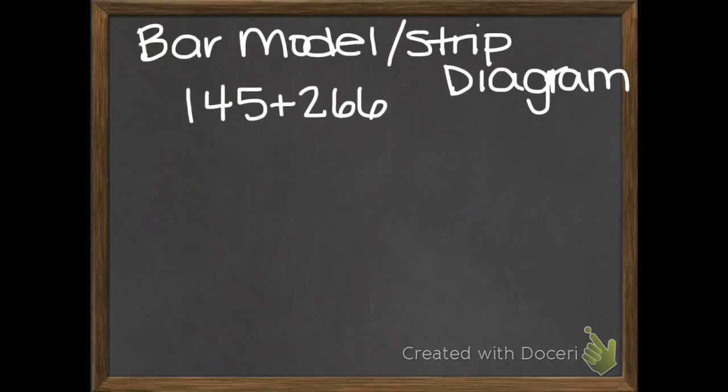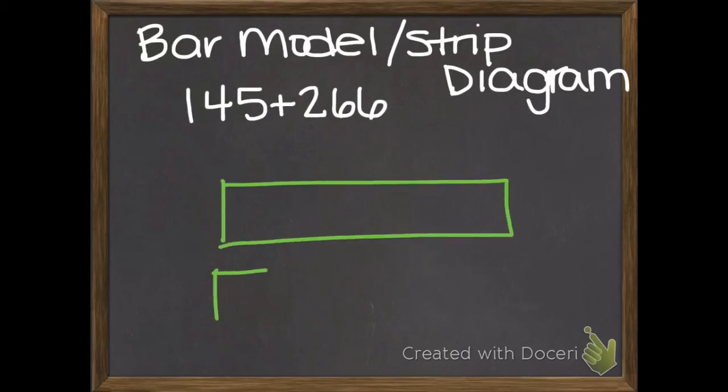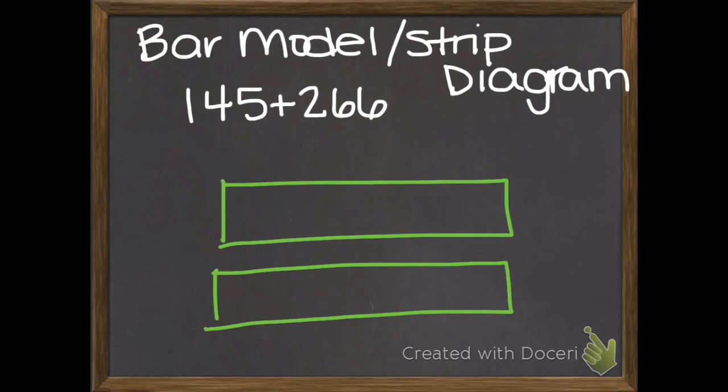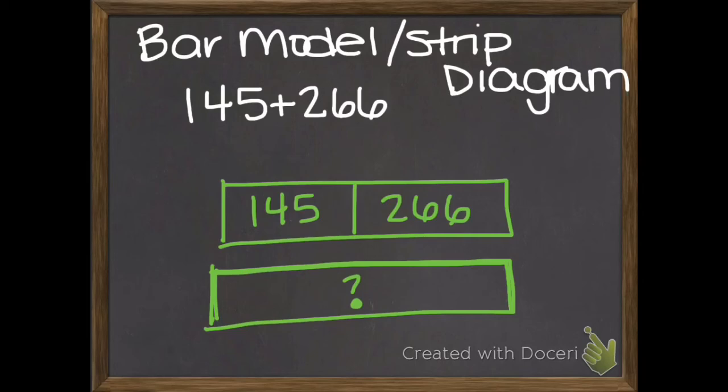For the bar model or strip diagram, at this time I really just want you to see what an addition problem looks like. An addition problem is when you know 2 parts, in this case 145 and 266, and what you're trying to find is the whole thing. The whole is missing. You know the parts. We'll use this more in problem solving this year with our word problems.